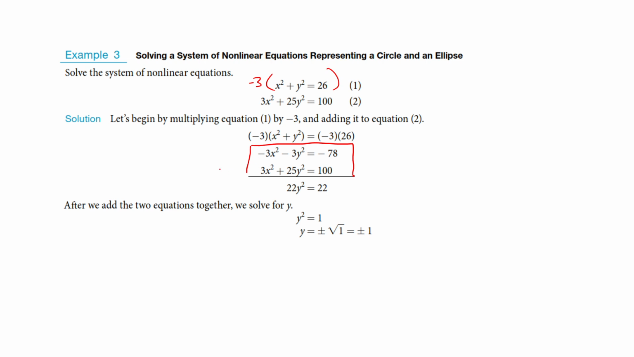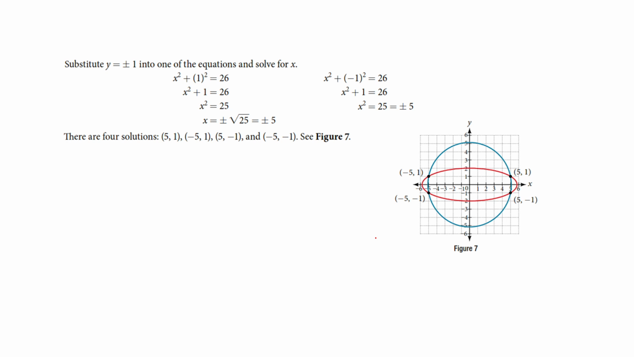Now when we do this, we turn this into a big addition problem. The 3x squareds are going to drop out. 22y squared is going to equal 22. Well, y squared is going to be 1. So look what happens. Y is then going to be the square root of 1, so it's plus or minus 1. So this is why we're going to have the possibility for multiple answers here. We're going to plug the 1 and the -1 back into the other equation. Solve this and look what happens. We get plus or minus 5.